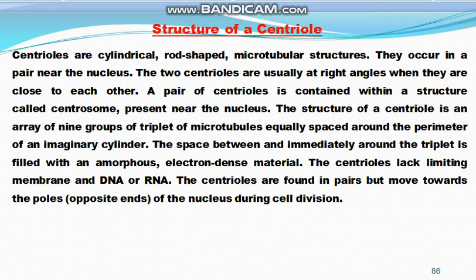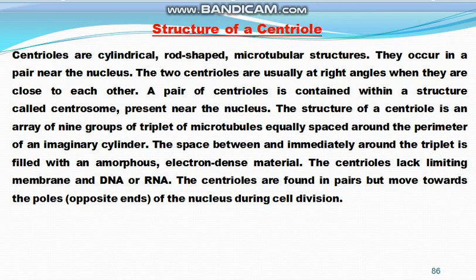Now to further explain the centrosome and the centrioles, I will tell you that each centriole is a cylindrical rod-shaped structure, and it consists of microtubules. And this centriole or a pair of centrioles occurs near the nucleus. And as I already told you, they are present near the nucleus and at right angle to each other, and a pair of centrioles is surrounded by amorphous material in the centrosome. So this forms the basic structure of the centrosome.